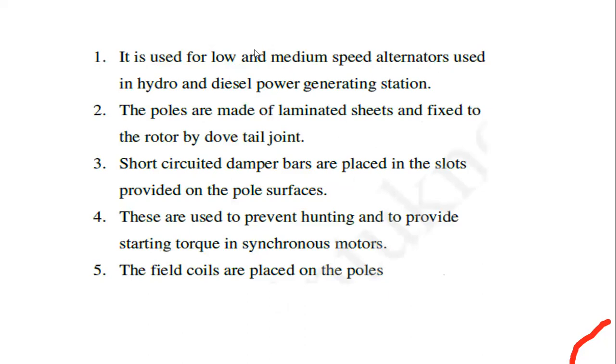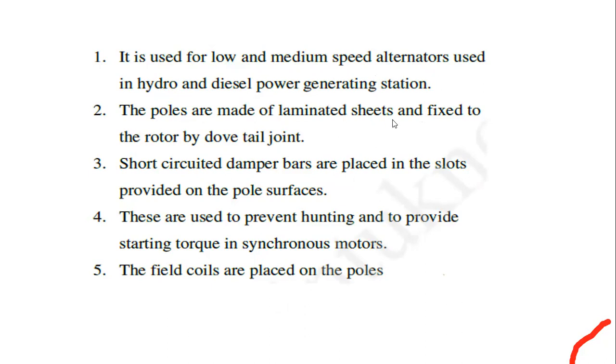It is used for low and medium speed alternators. Therefore, the salient pole type of rotor is used for low and medium speed alternators, in hydro and diesel power stations. The poles are made of laminated sheets.